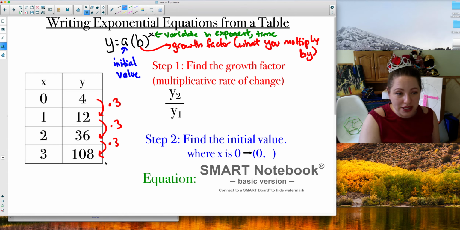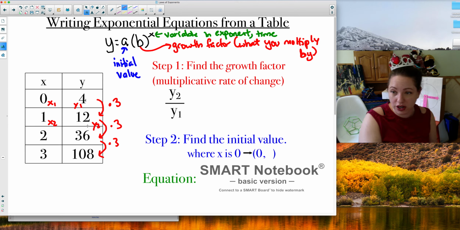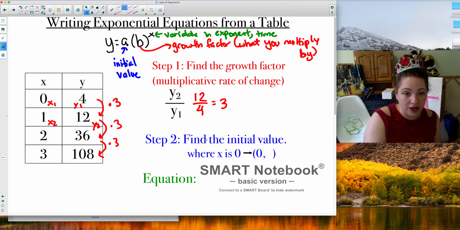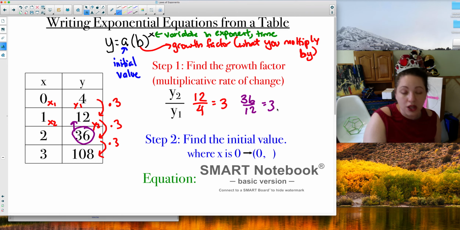If it's not so easy to tell, all you have to do is take y2 over y1. So remember, this would be like x1, y1, and x2, y2, just like in regular linear equations. So we would take the second number, the 12, and we would divide it by the y above it, the 4. And 12 divided by 4 gives us 3. You could have done that with any of these. So you could take the 36 right here and divide it by the one that came right before it, and you'll also get 3. So the 3 is the growth factor.